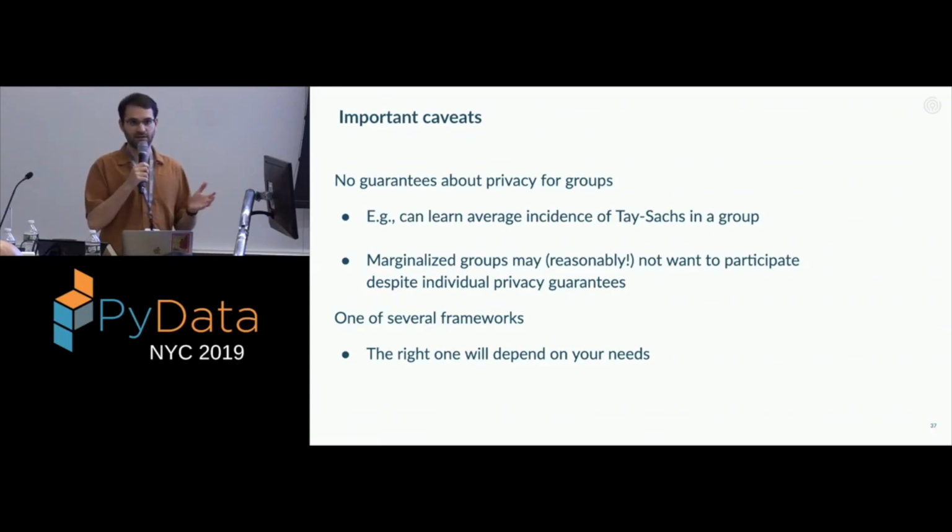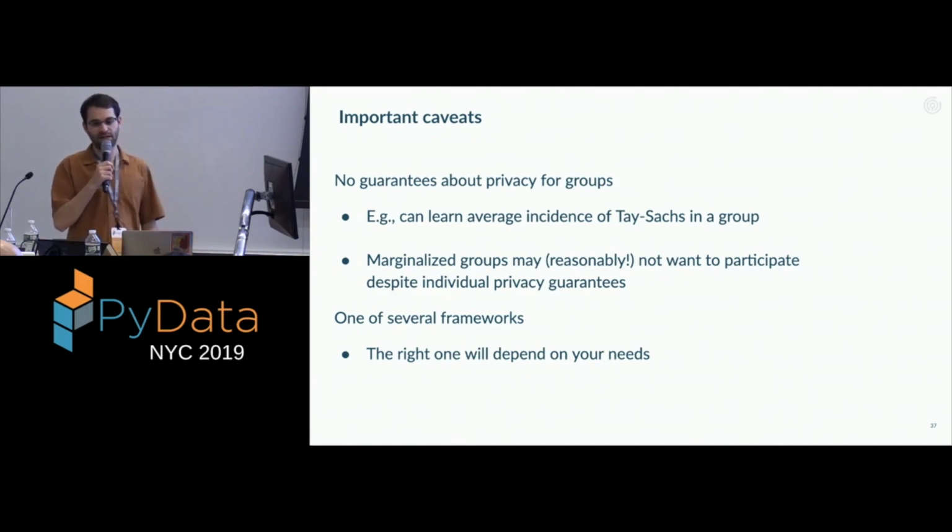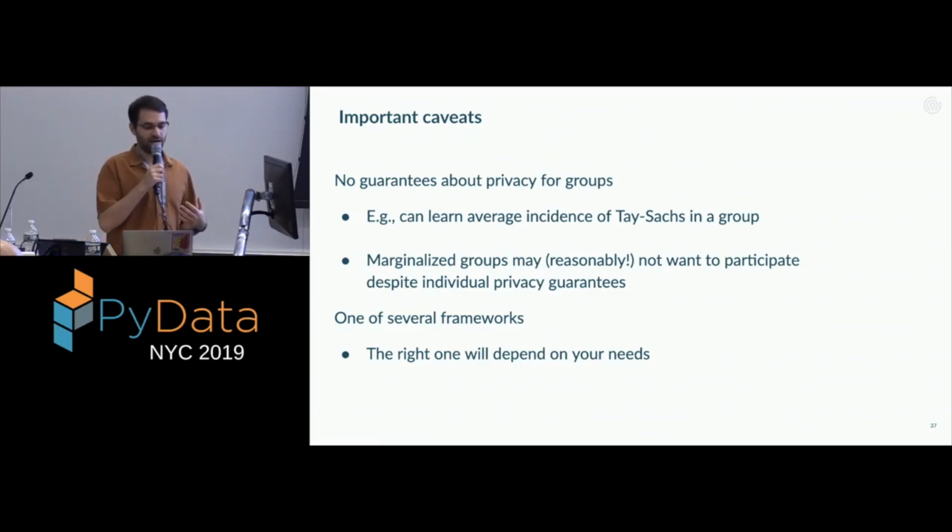And so you want to think about, if you're going out there and you're going to be applying privacy techniques to your data, you want to think seriously about what you're trying to accomplish and what your needs are. And differential privacy is just one of several frameworks out there, and the right one is really going to depend on your needs. That being said, differential privacy does give really nice guarantees for individual level privacy and is in many ways very easy to analyze mathematically.